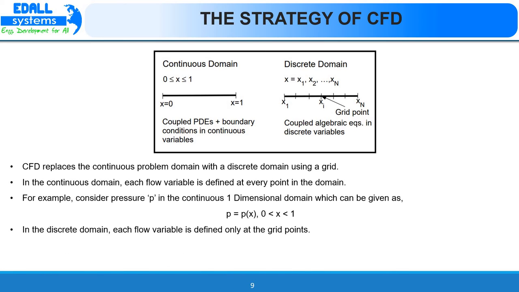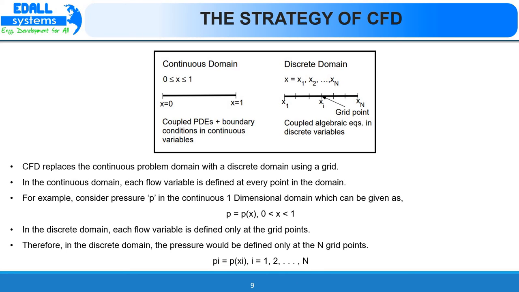In the discrete domain, the domain is divided into small parts. Those small parts are nothing but grids. Each flow variable is defined only at grid points in the discrete domain. Therefore, in the discrete domain, the pressure would be defined only at n grid points. The equation will be Pi equals P of xi, where i equals 1, 2, 3 up to n.